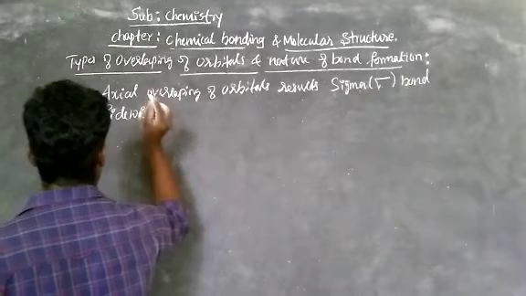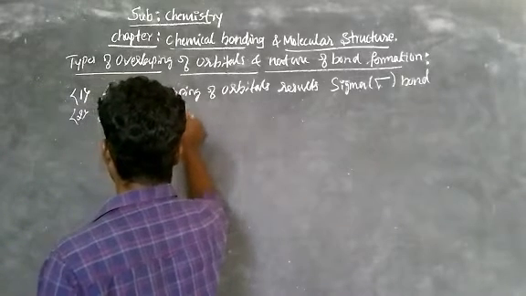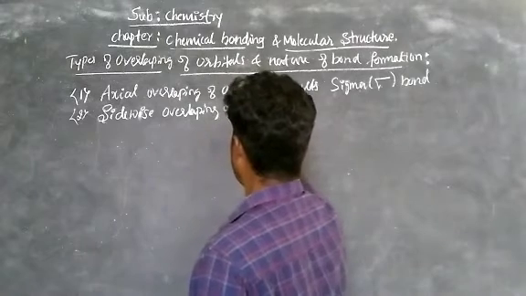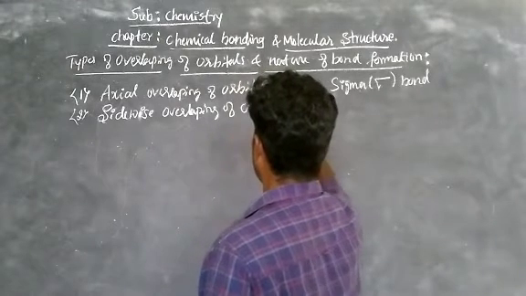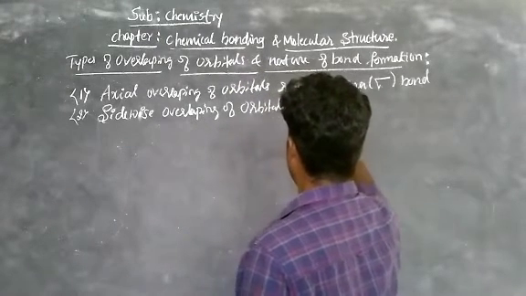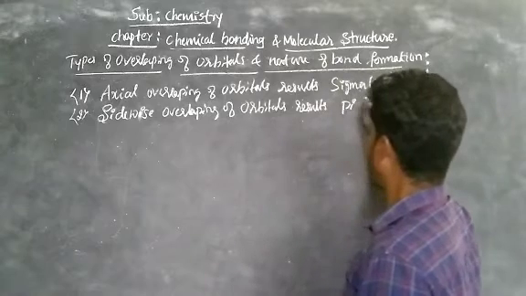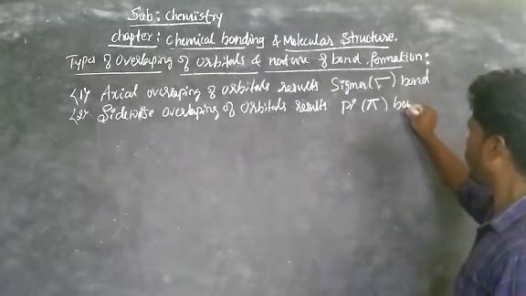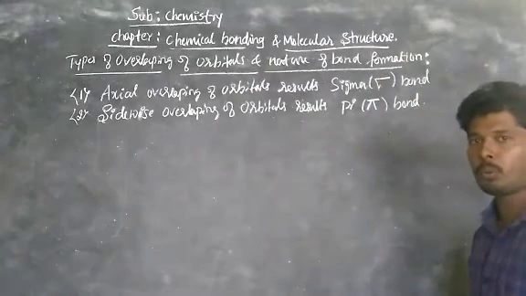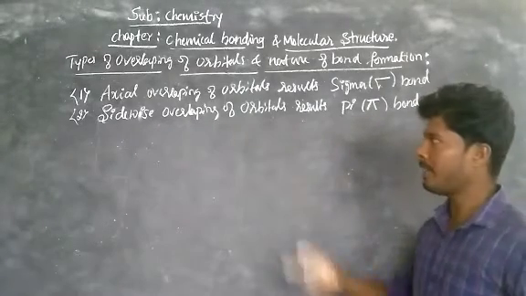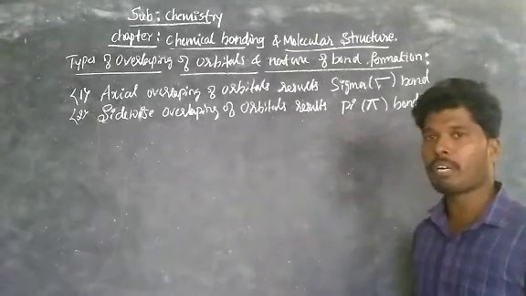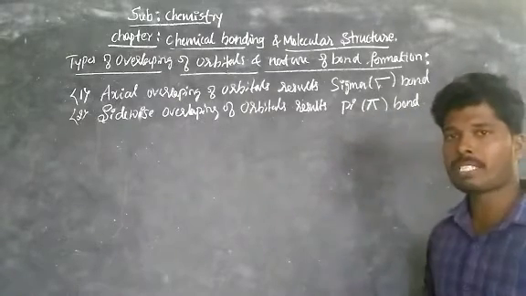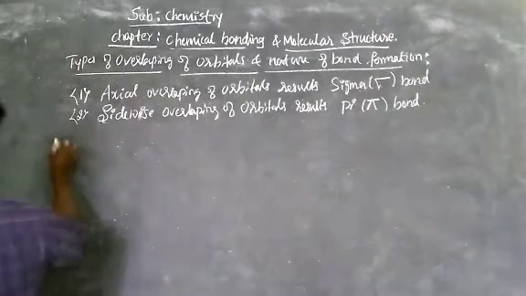That is sidewise overlapping of orbitals results pi bond. Pi, that is the symbol, this one, pi bond. Okay, these are the two ways of overlapping of orbitals. Now take first one, axial overlapping of atomic orbitals, that is s and p orbitals, results what? Sigma bond. Now take first one, sigma bond formation.